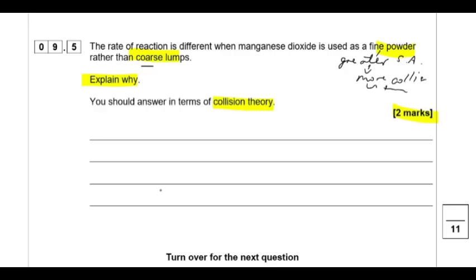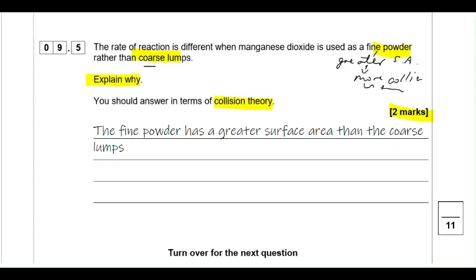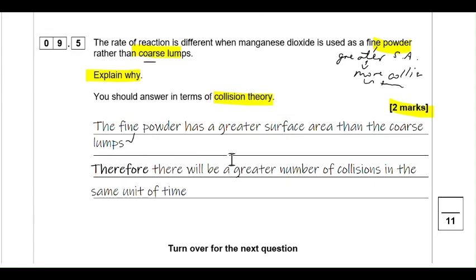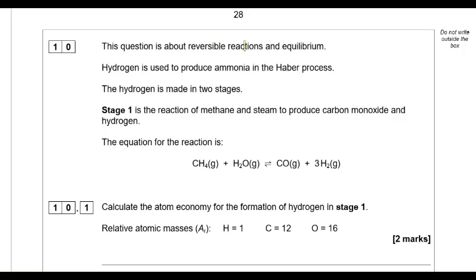So as we look to the answer space, the fine powder has a greater surface area than the coarse lumps. 1 mark. Therefore, remember this is an explain question, so we need a connective like therefore, there will be a greater number of collisions in the same unit of time. 2 marks. Question 10. This question is about reversible reactions and equilibrium.